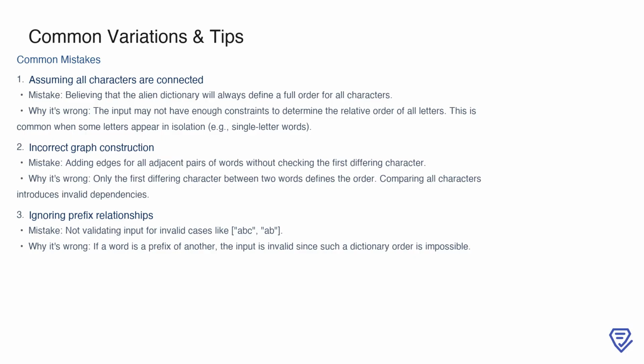When tackling the alien dictionary problem, there are several common mistakes to avoid. First, it's important to not assume that all characters in the input are connected. The input may not provide enough constraints to establish a complete order for all letters, especially if some letters only appear in isolated single-letter words.